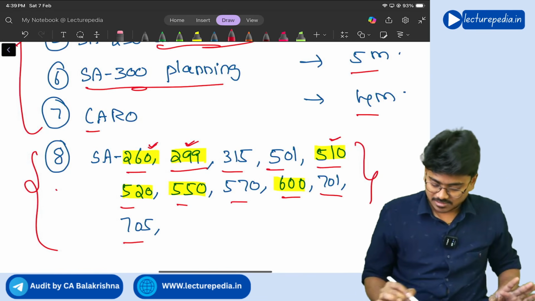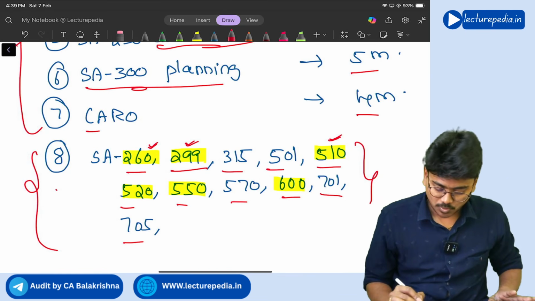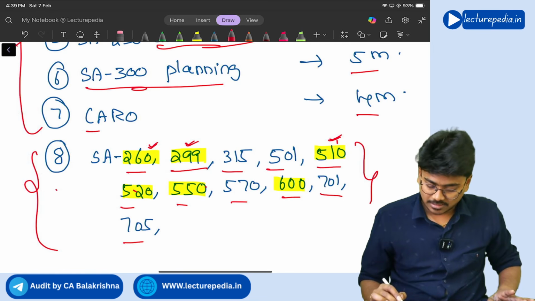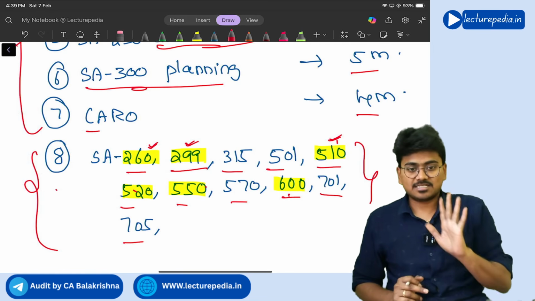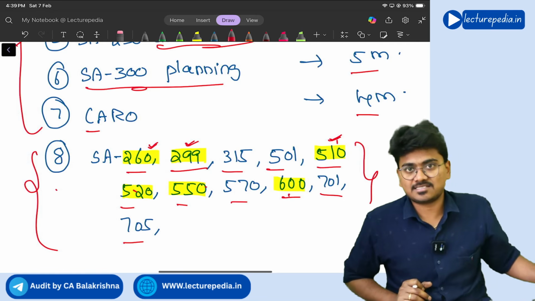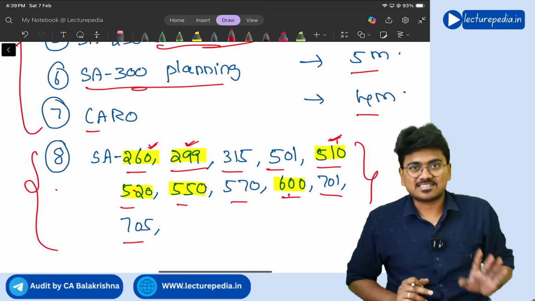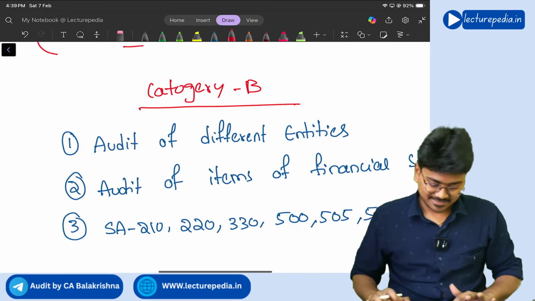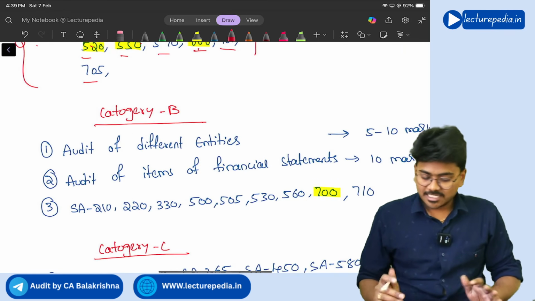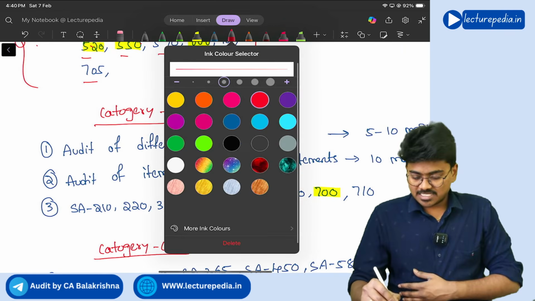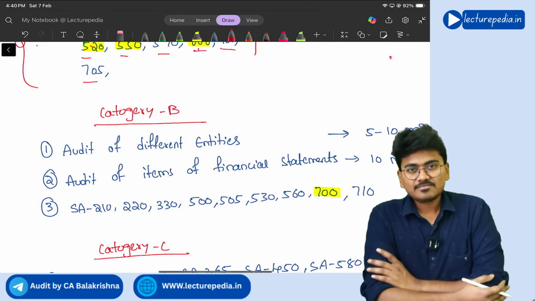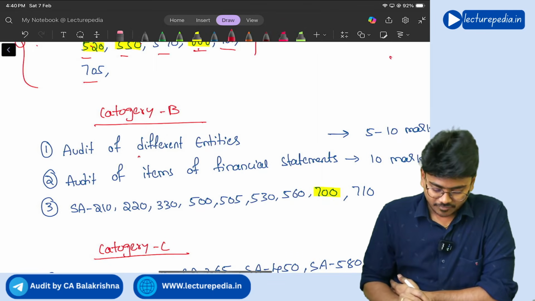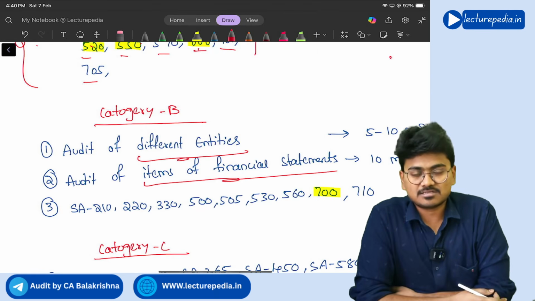If questions come from these standards, 1, 2, 3, 4, 5, 6, these 6 standards ICAI has not yet tested. Anytime soon they can test, so be ready with those standards. Next, category B. In the category B chapters, I have kept audit of different entities and audit of items of financial statements.